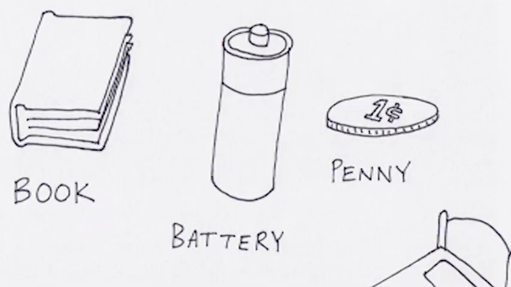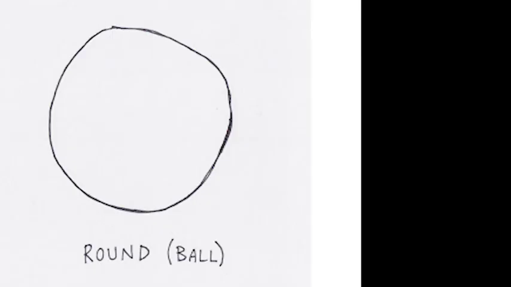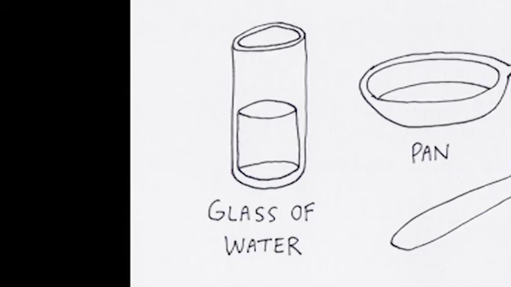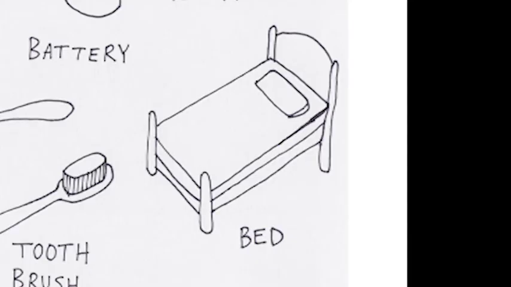But anyway, a battery. Okay. Some people might think that this is a ball because it would roll, but it can also stand up. So obviously flat. Battery, flat. Penny. That's flat. A glass of water. That's round. If you knock over a glass of water, it's going to roll off the table. So that's round. A pan, flat. A toothbrush, flat. Obviously. A bed, also flat.